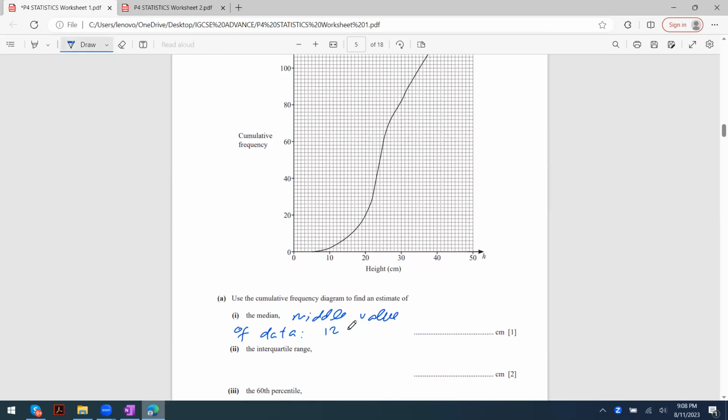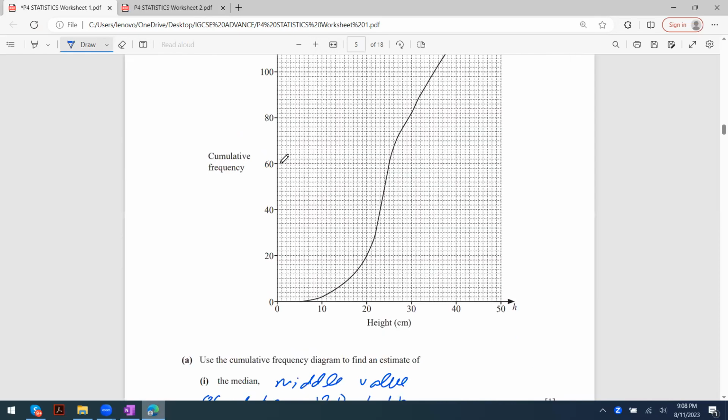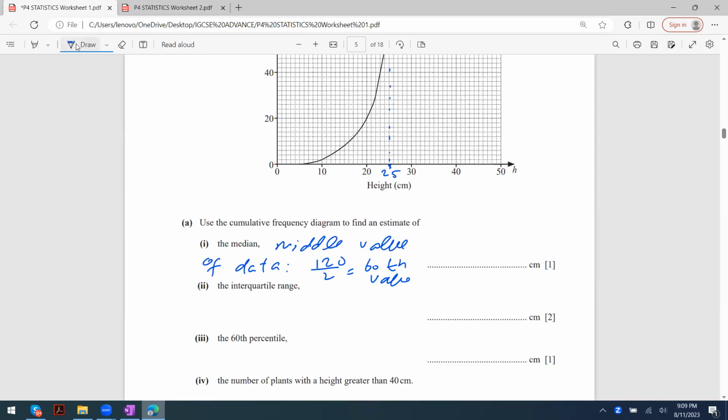So what is half of 120? 60. We want to read the 60th value. So very simple, this is the 60 frequency. Just go to the curve and read the height which corresponds to the 60th number. This is exactly in the middle, so 25. So the middle value is 25 centimeters.